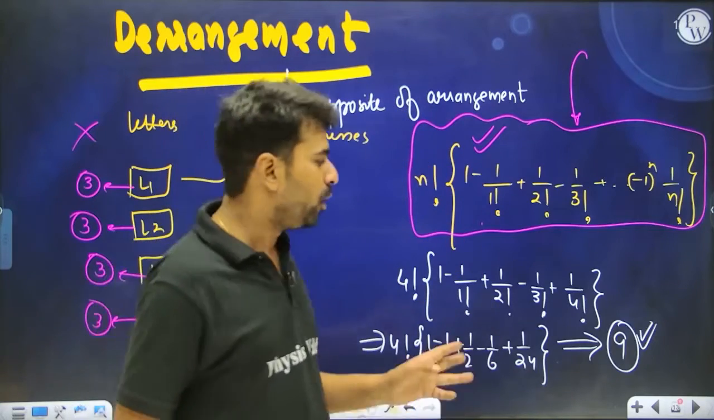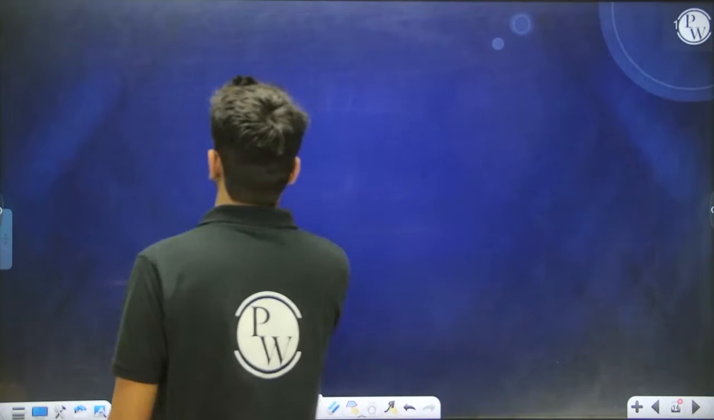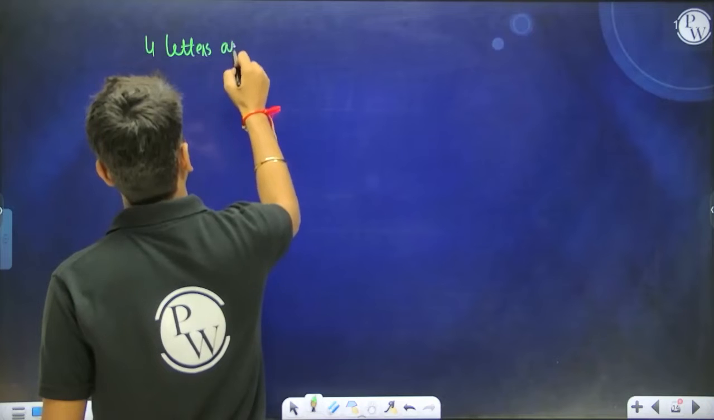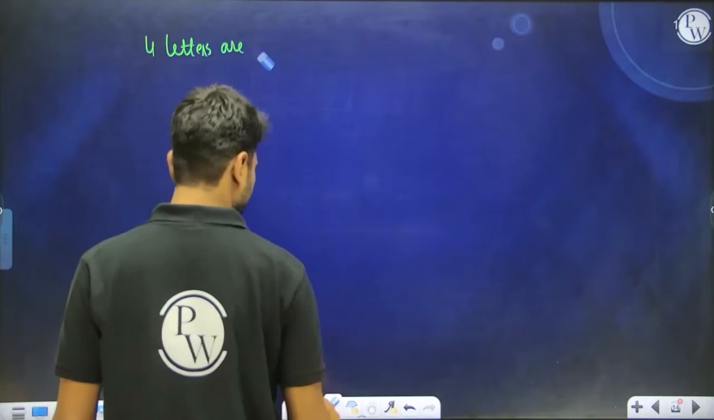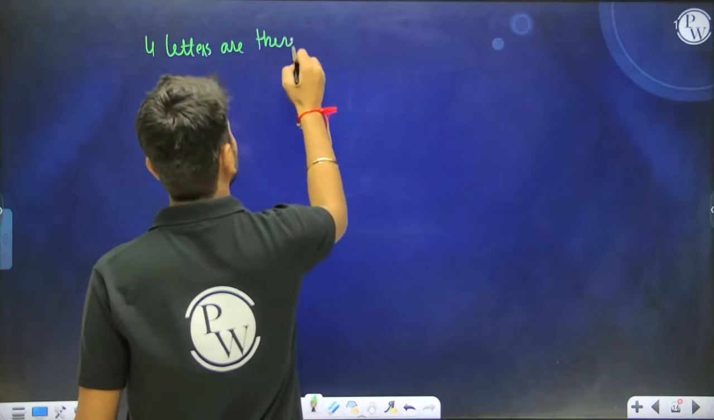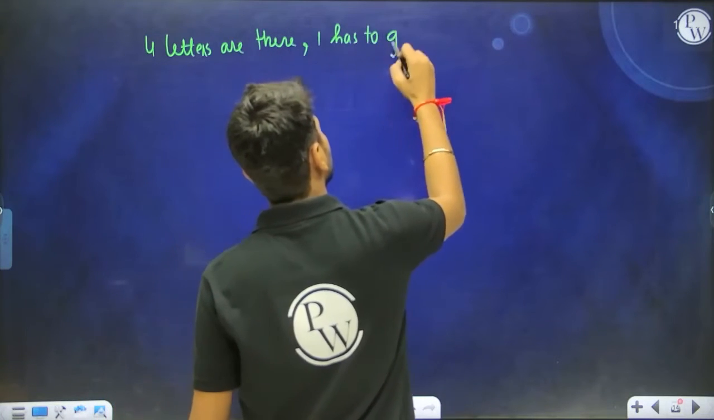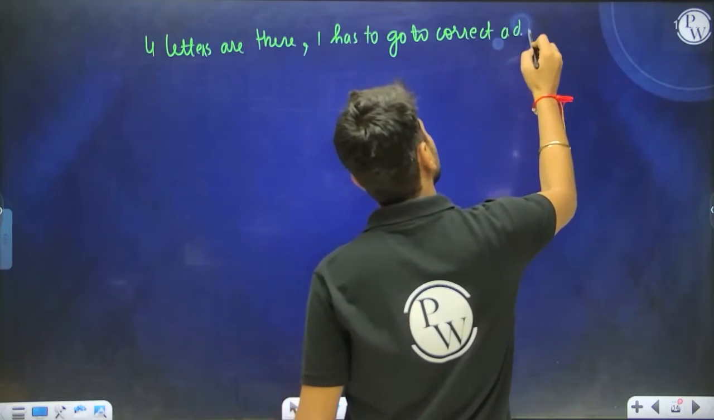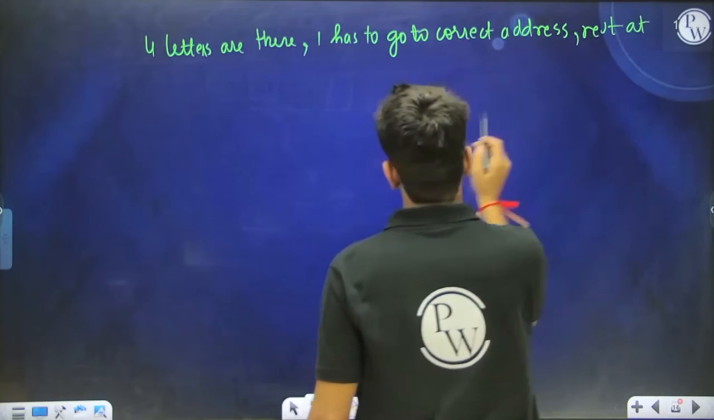Okay. The problems can be like this as well. 4 letters are there. One has to go to the correct address. Rest at wrong addresses.